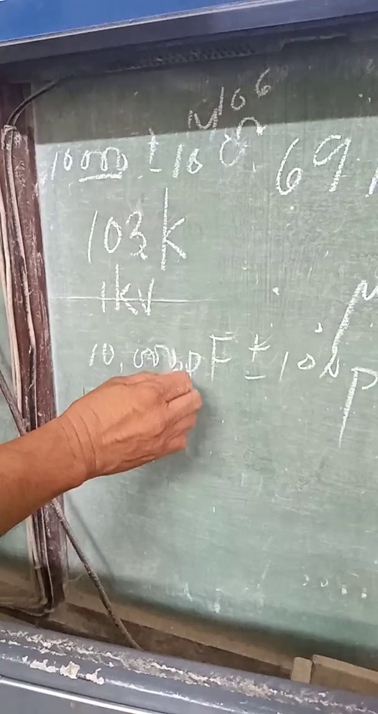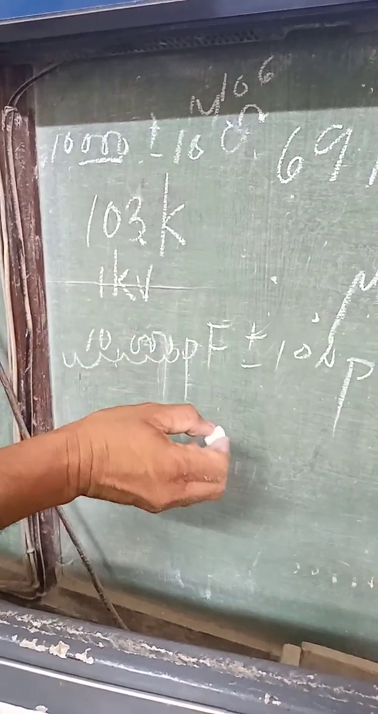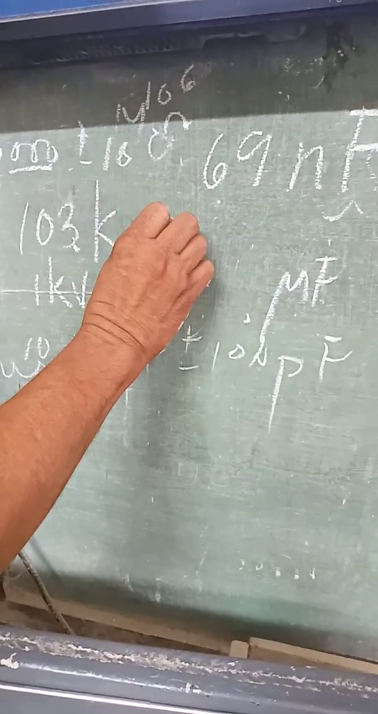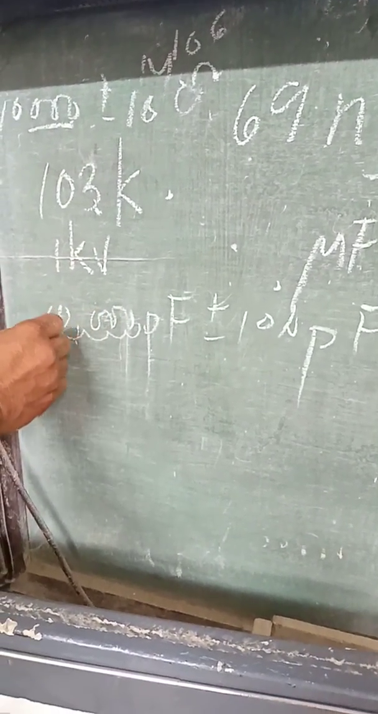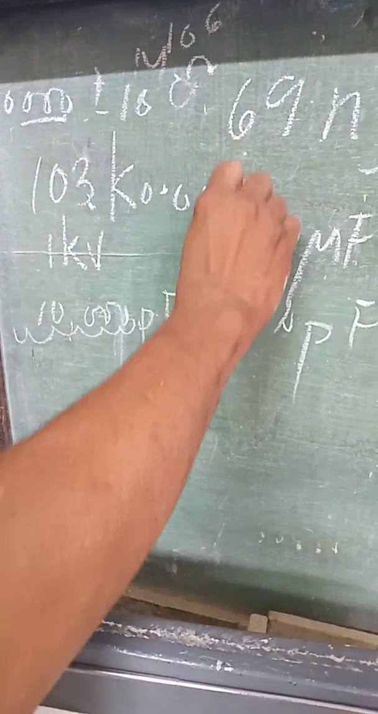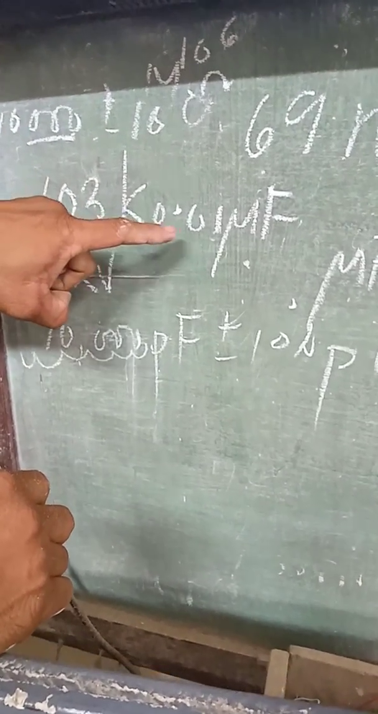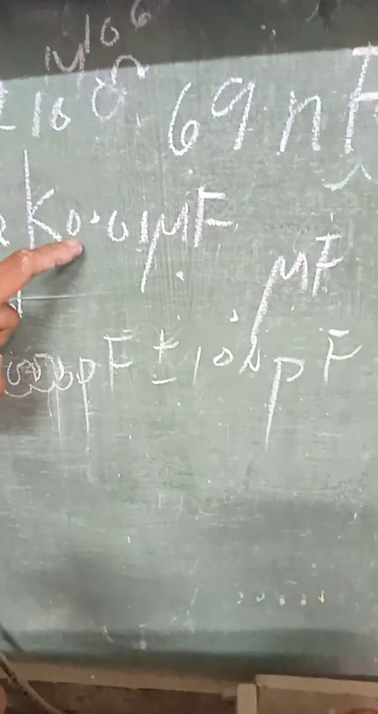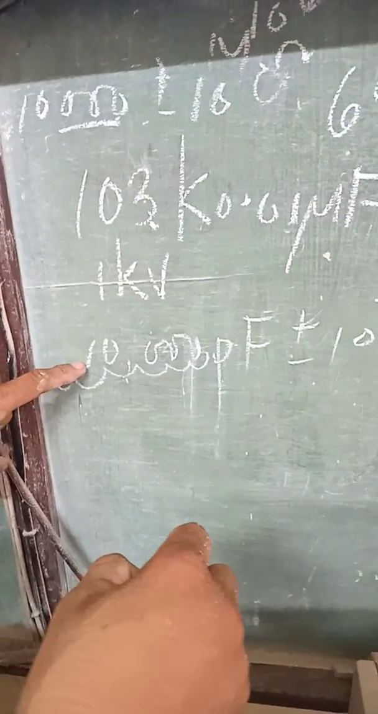Then we need to convert it into micro. So micro is 1, 2, 3, 4, 5, 6. So that becomes 1, 2, 3, 4, 5, 6, 0.01 microfarad. That is the equivalent value in microfarad. That is 0.01 microfarad for the 10,000 picofarad.